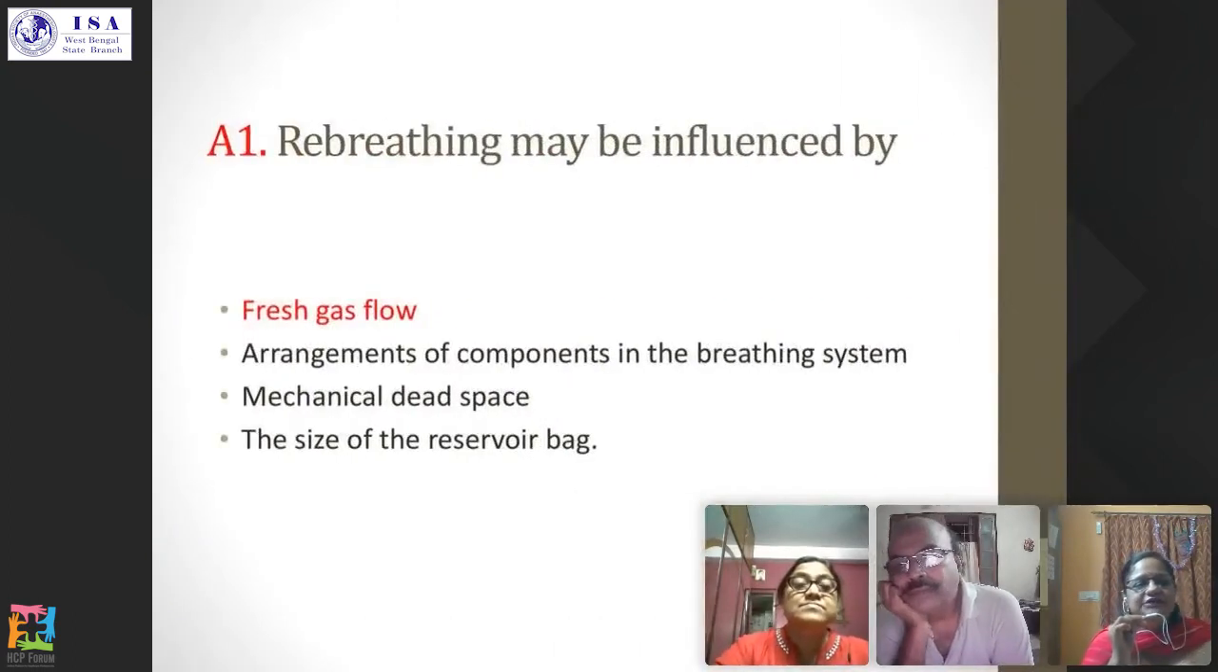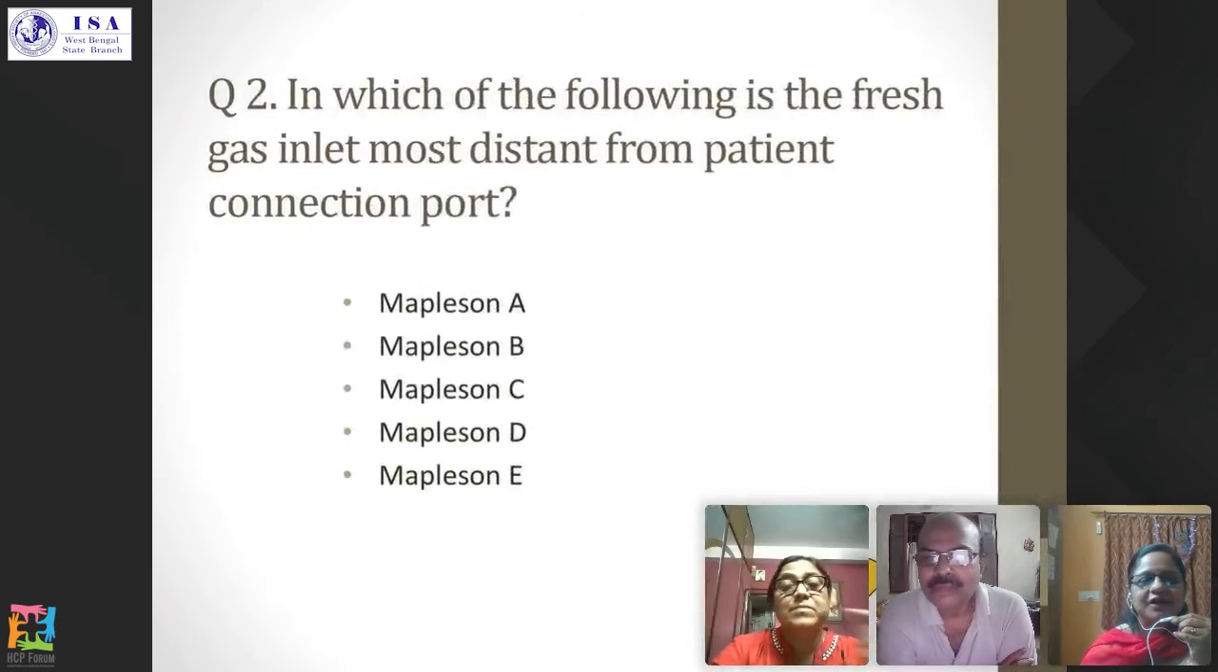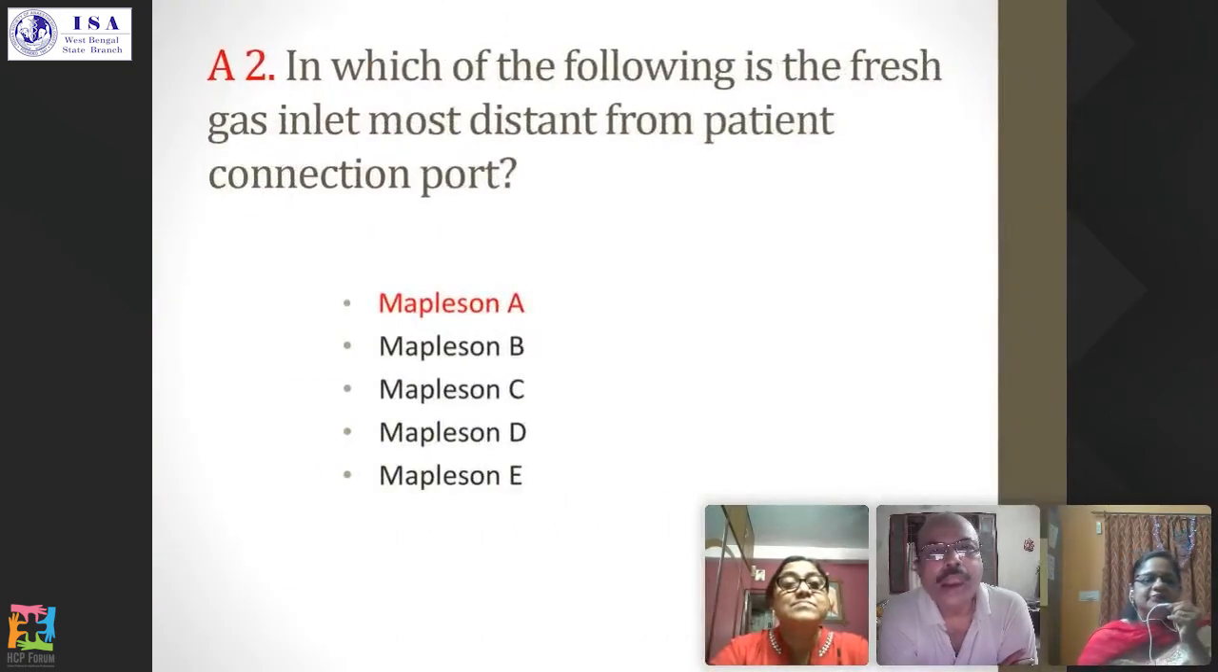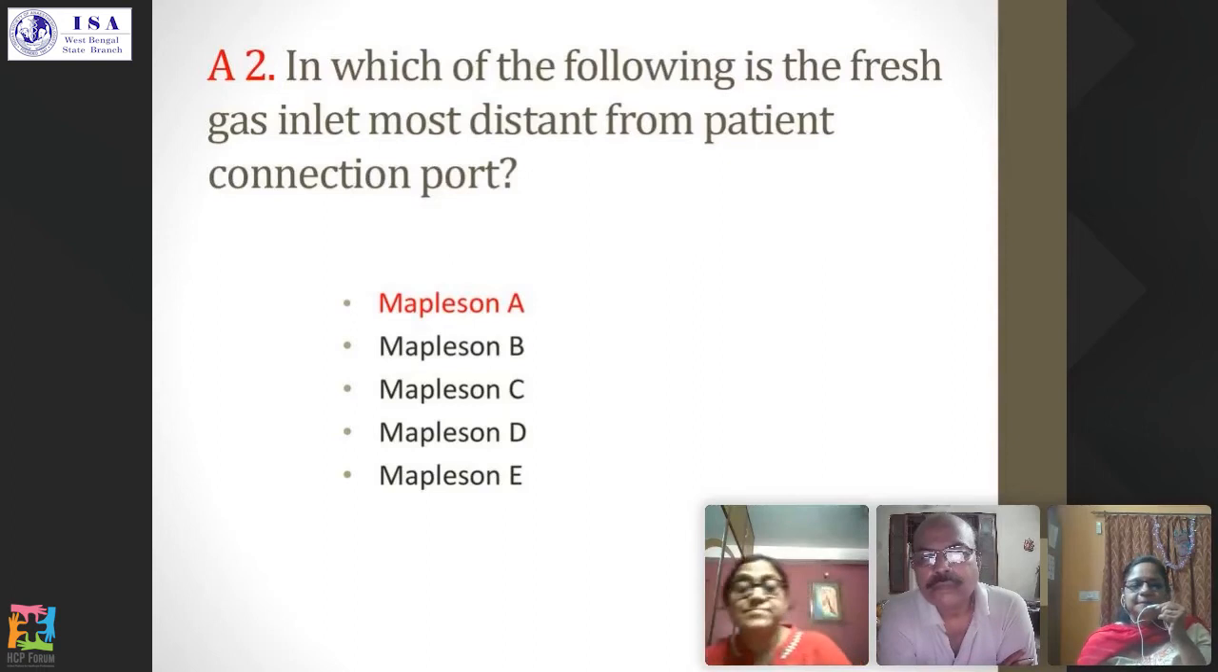Now, our first question: the rebreathing may be influenced by, the answer is fresh gas flow. This is the second question. The answer is Mapleson A, where the fresh gas inlet is most distant from the patient connection port.